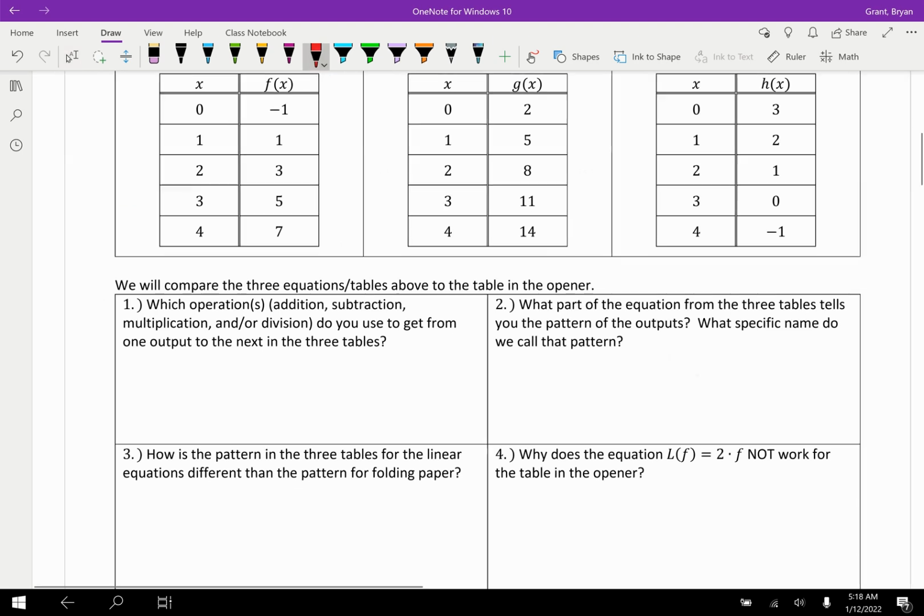All right. Well, let's see what sort of operation we used, addition, subtraction, multiplication, and/or division, to get from one output to the next in the 3 tables. So our outputs, the y values or the f of x values in this case, what did we do each time? Well, I think here we added 2 every time. On this table, looks to me like we added 3, didn't we? And on this last table, it looks like we subtracted 1. So what operations did we use? We used addition and subtraction.